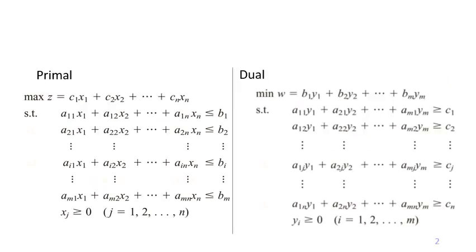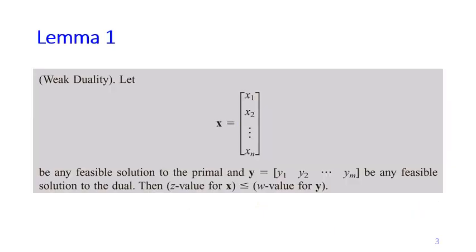Let us assume that our primal linear program is a normal maximization problem, and then our dual problem is a normal minimization problem. The first lemma in weak duality says that if we have a feasible solution to the primal, x, which consists of x1, x2 up to xn, and we also have a feasible solution for the dual, let's call it y, so we have y1, y2 up to ym, then the z value for x is always less than or equal to the w value for y.